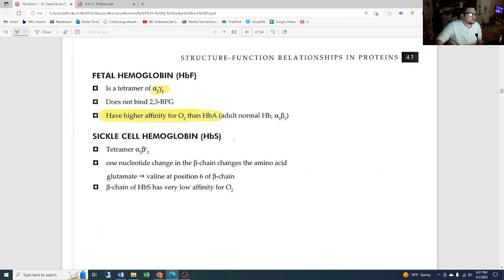Sickle cell hemoglobin, so sickle cell trait, is a single nucleotide change in the beta chain, which changes the amino acid glutamate to a valine. I would remember that: glutamate to valine, at position 6 of the beta chain. So the beta chain of hemoglobin S has very low affinity for oxygen. That's why it's called sickle cell anemia.